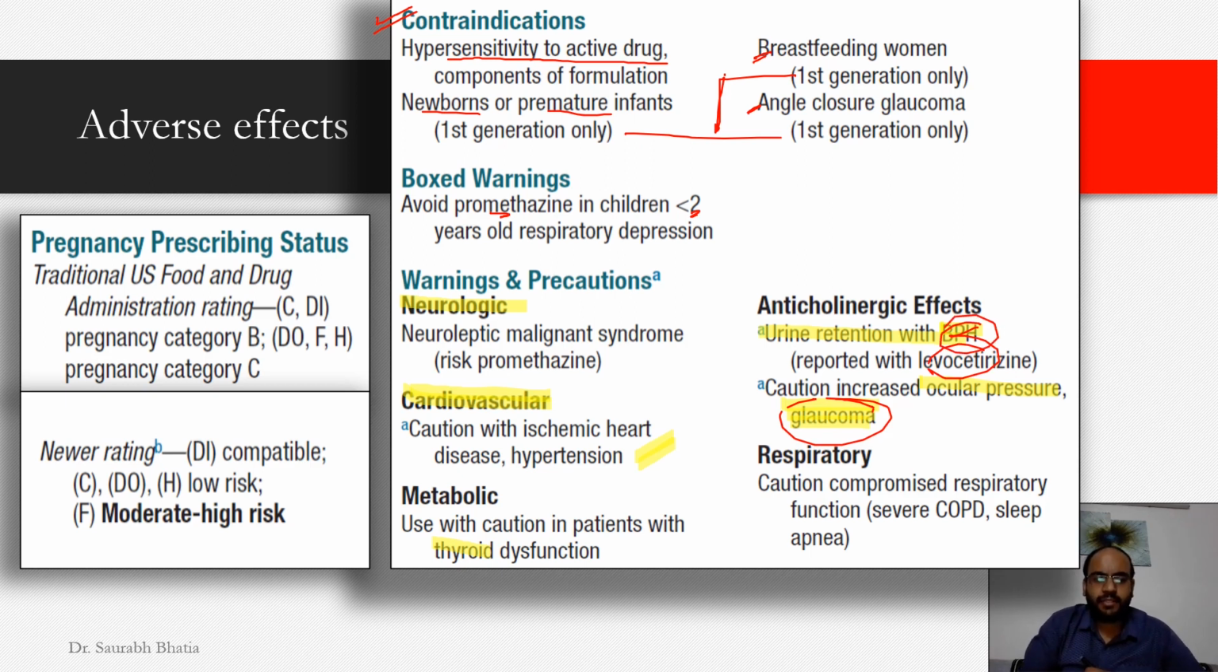Pregnancy categories are different for different antihistamines: cetirizine, diphenhydramine, doxepin, fexofenadine, hydroxyzine. So these are different. Just remember that cetirizine and diphenhydramine have pregnancy category B, while some have C. But we'll discuss the individual drugs and I'll tell you what the categories are. Don't worry. Just remember the headings, and that is all you have to remember: the metabolic side effect, the respiratory side effect, and the anticholinergic effects.